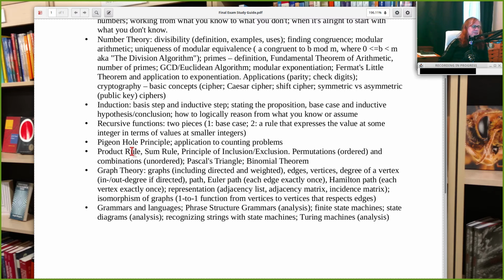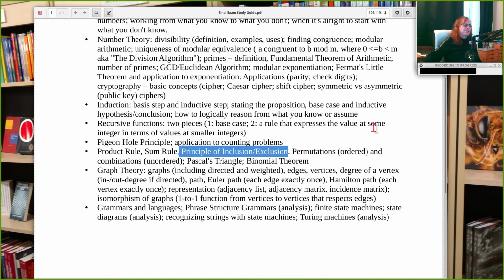Sum rule: if you have a choice of doing one of multiple tasks, then the number of ways to accomplish your original task is the sum of the number of ways to do each of those possible subtasks. And we often take combinations of these. So if you have to order a soup and a salad and then either a dessert or a coffee, there'd be a combination of product rule and sum rule there.